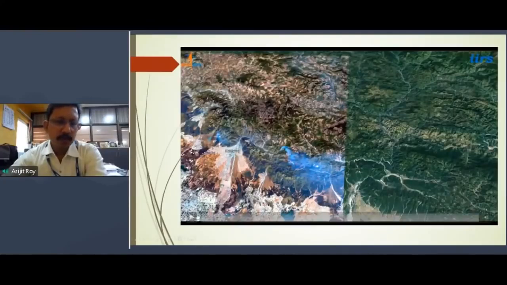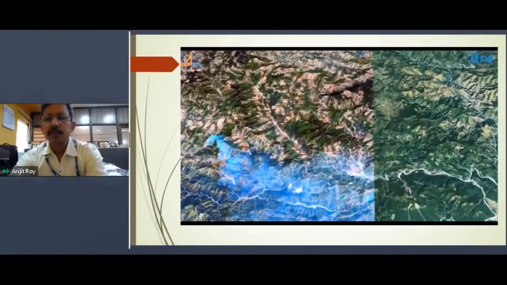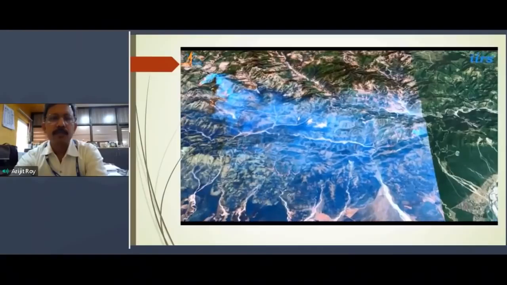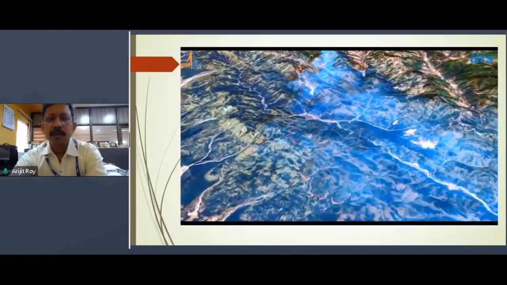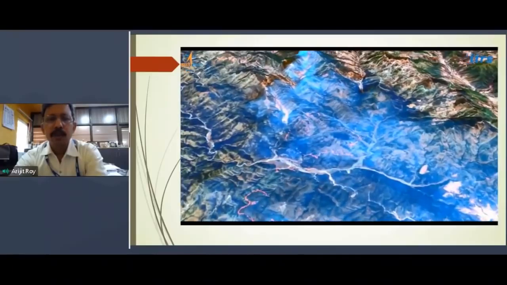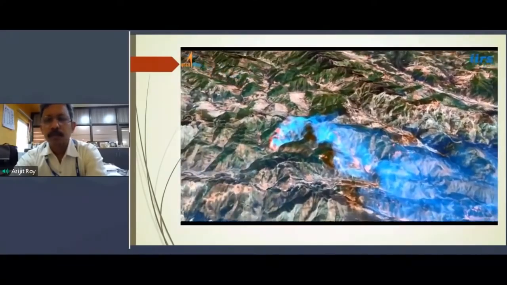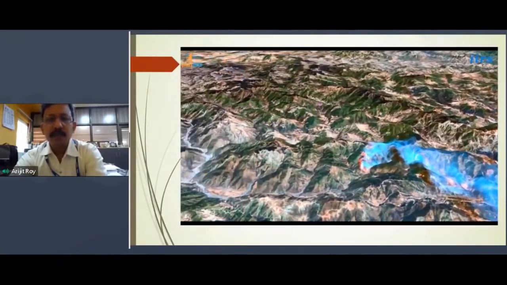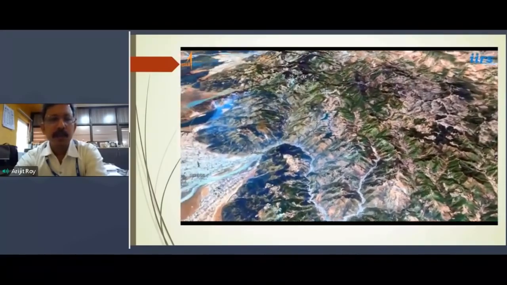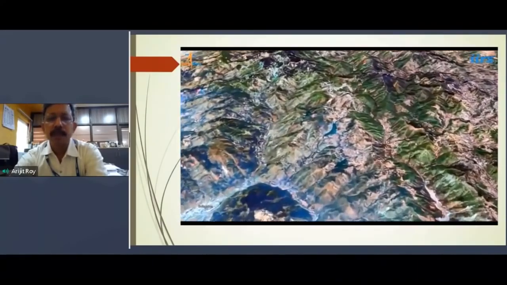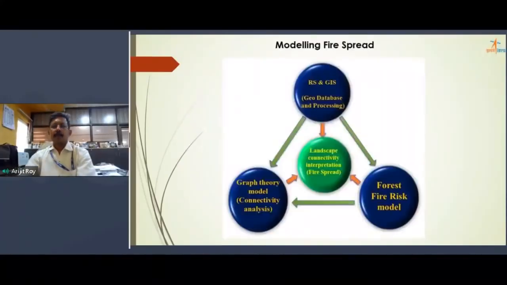I'll just show you a small video of how, using space technology, the monitoring of forest fire can be done as a fly-through. So you can see this is Sentinel data, which has been appropriately enhanced to identify the areas which are under forest fires and the areas which have been burnt due to forest fires. Apart from that, there is another area where people are working, which is how the fire is spreading once the fire has occurred.